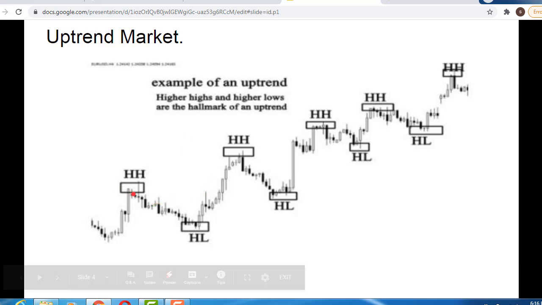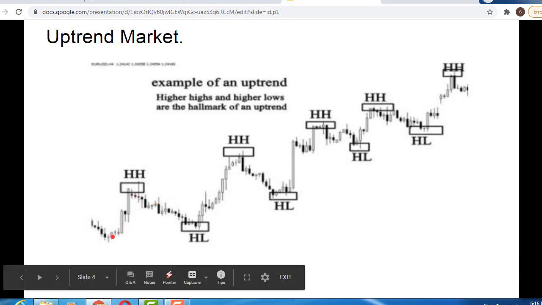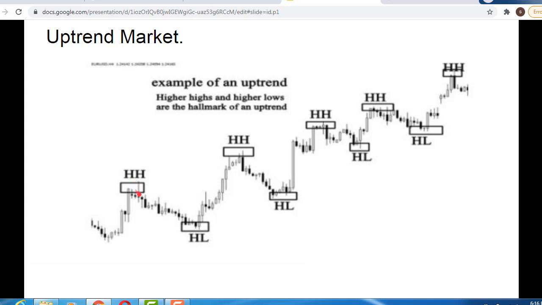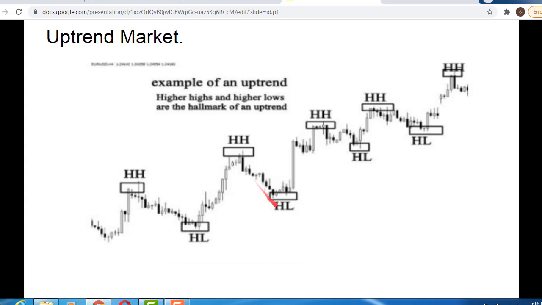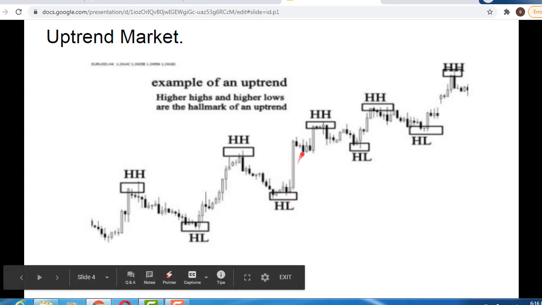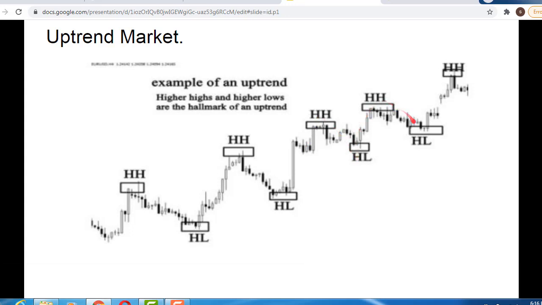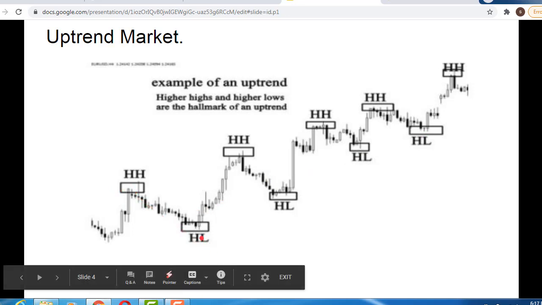Now, if you look at this very slide, you discover that when the market moves from here to this point, it forms a higher high for an uptrend. It comes down from a lower high, comes back up, moves up, forms a higher high, higher low, higher high, higher low. Now, this move from higher high to higher low is called retracement in the financial market.